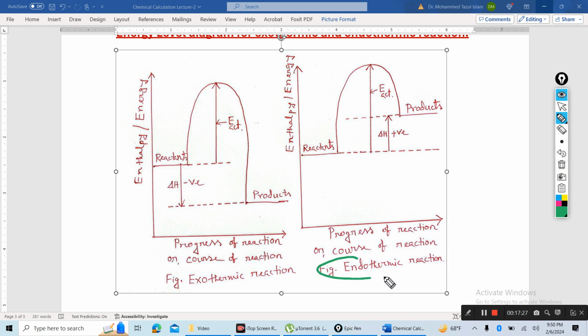The second one is the endothermic reaction, and here the reactant goes to product. Here the reactant has less energy, the product has more energy. Now the reactant to peak of the curve distance is known as E-act, activation energy, and the reactant to product distance is known as del H, enthalpy of the reaction or change in enthalpy, and this will be positive because this is an endothermic reaction.